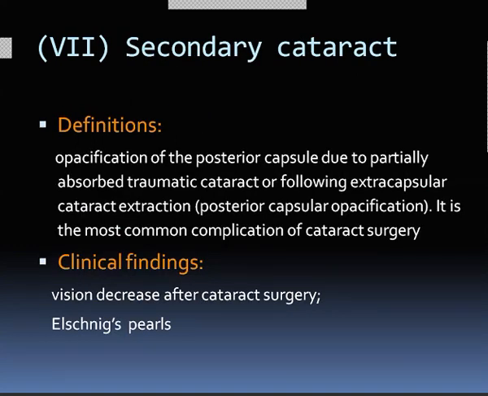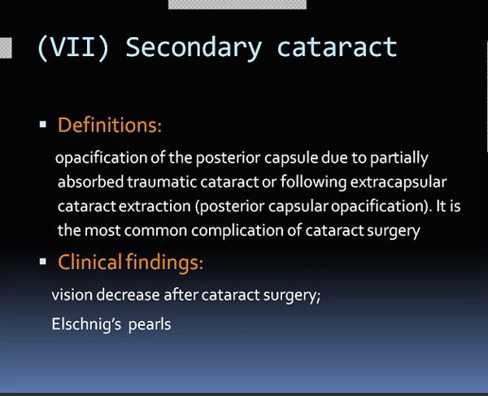Then secondary cataract. What is secondary cataract? Opacification of the posterior capsule due to a partially absorbed traumatic cataract or following extracapsular cataract extraction. Even though we did surgery for the cataract, after the surgery also, the posterior capsule is opacified. That is posterior capsular opacification, and it is the most common complication of cataract surgery. PCO. And then clinical findings: decrease in the vision after the cataract surgery.